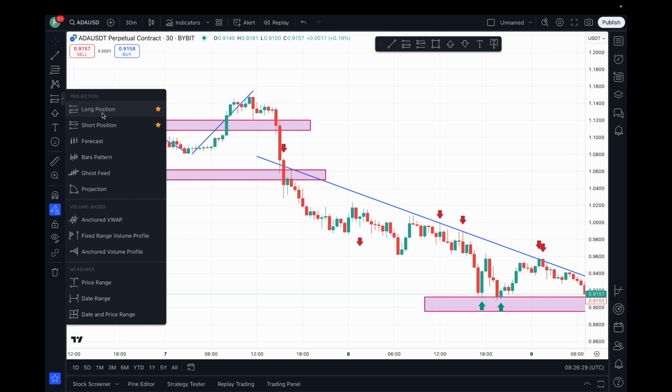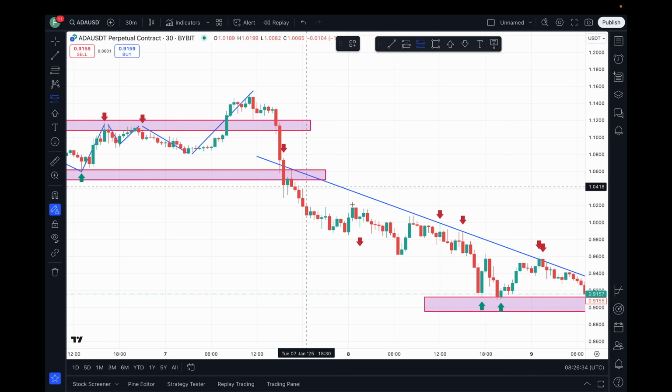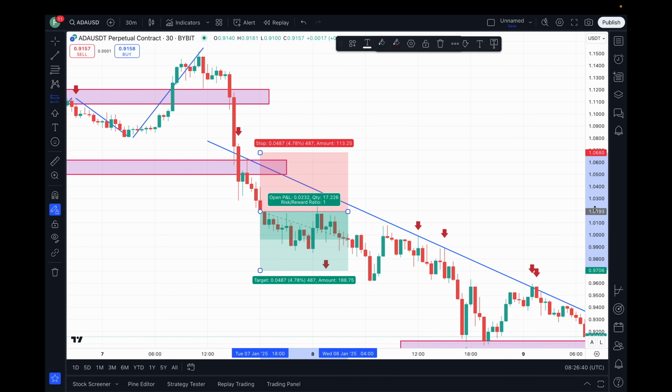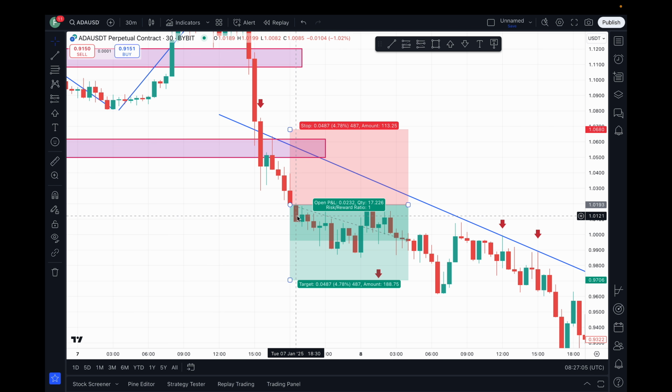So you see you have long position and short position. This is a short position. I'll just click on the short one. And then, let's say I entered at this point. I'll just put it right there. Let me make it big so you guys can see. Now, I said the first way to do it is to use your risk to reward ratio.